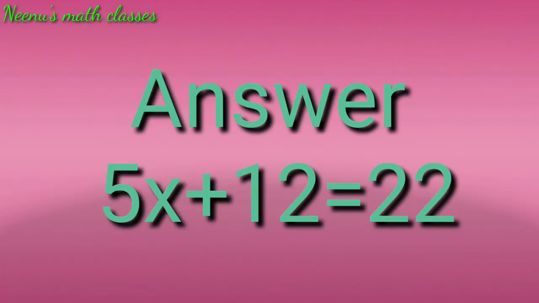Its answer is 5x plus 12 equal to 22. Given that, let the number be x. Then the sum of 5 times x and 12 is given as 22. So 5x plus 12 equal to 22. This is the correct answer.